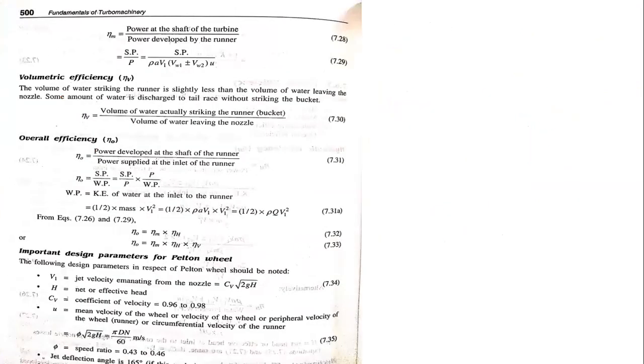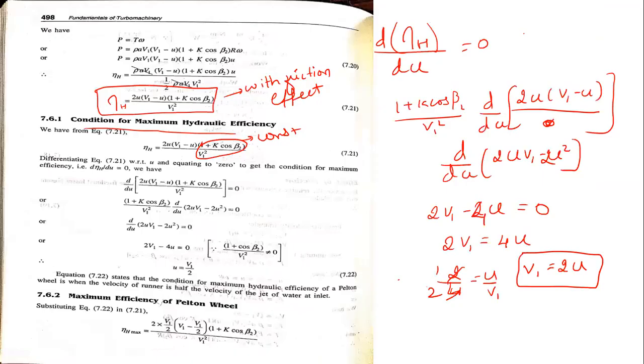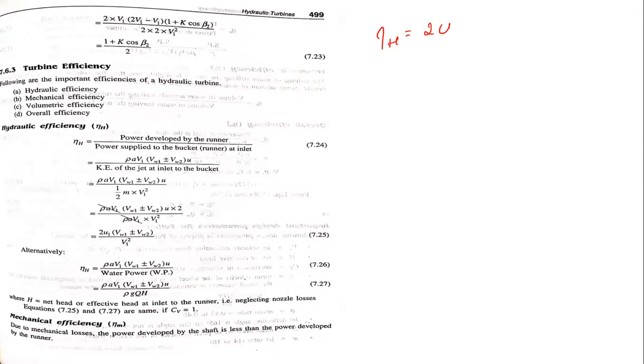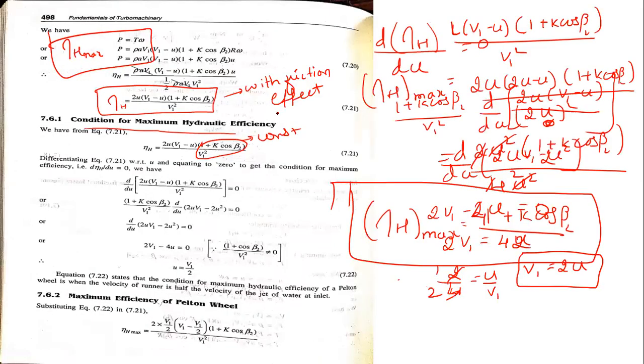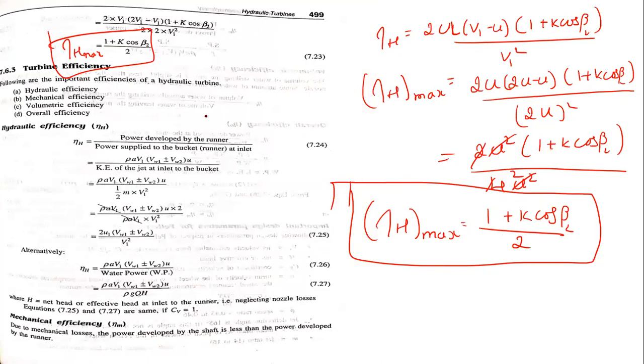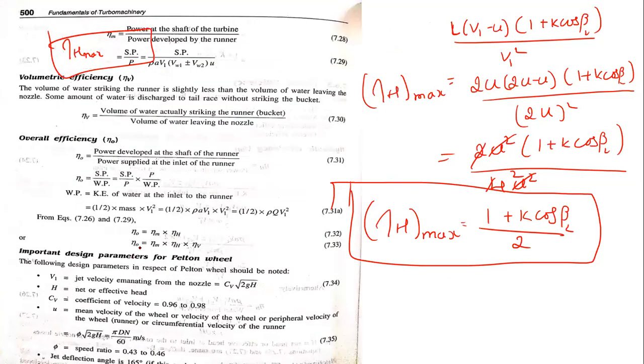Hope that you have understood this. Okay, fine. So that is the condition for maximum hydraulic efficiency. Have you understood? So yeah, some of the efficiencies over here: hydraulic efficiency, mechanical efficiency, volumetric efficiency, and overall efficiency. Just go through these formulas.